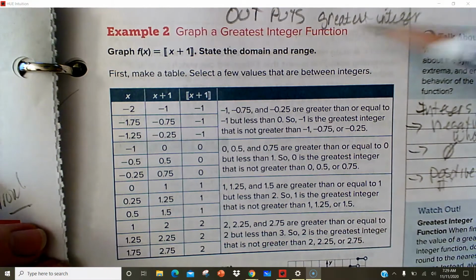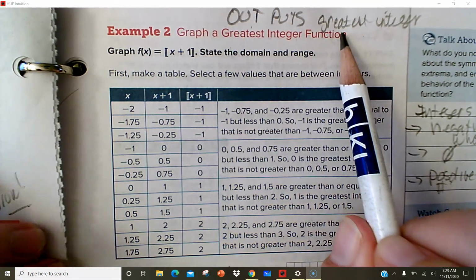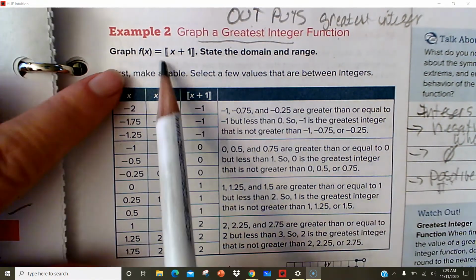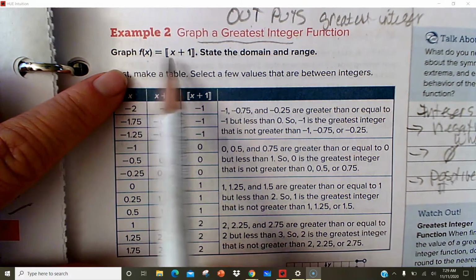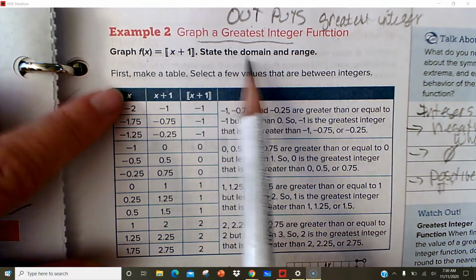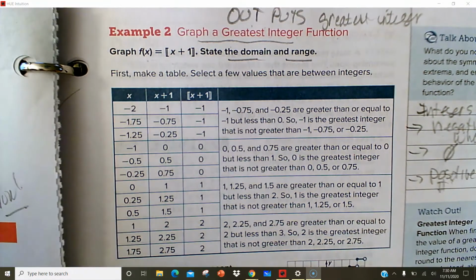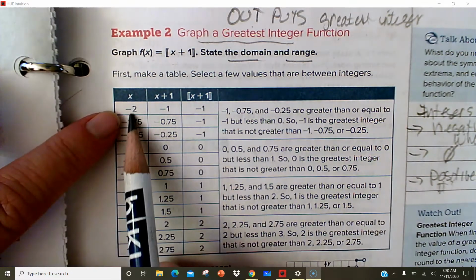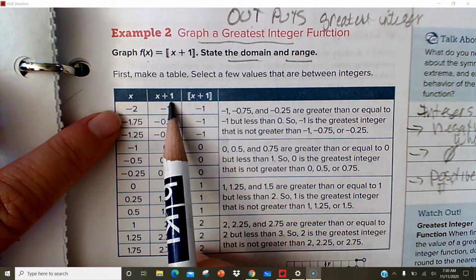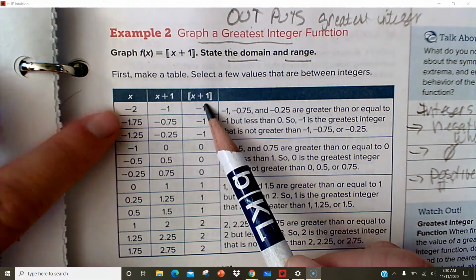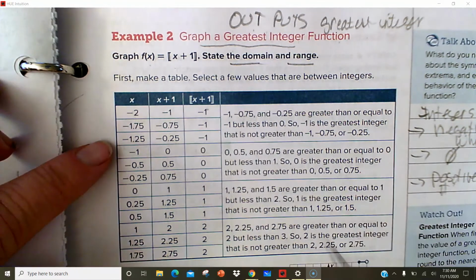Looking at example 2 here, again, is graphing our greatest integer function. I have to look at this crazy function here. I take the f of x, and then I want the greatest integer of x plus 1. They want to state the domain and range. I have to find my domain and my range first. So here's what you need to do. In order to do that, you first have to set up a table. We'll have x plus 1, and then we'll run the rule of the greatest integer function.